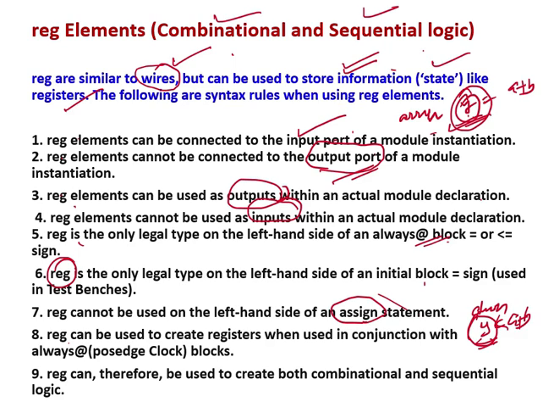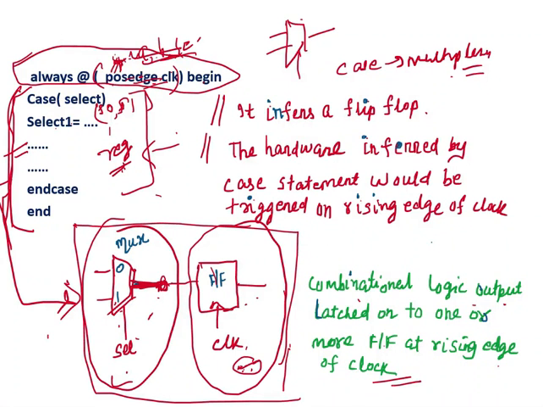Reg can be used to create registers when used in conjunction with always at the posedge of clock. If you are including this positive edge of clock, means your triggering is with respect to the clock, then reg is always a register. This is what we discussed here, right? If your logic is triggered with respect to clock, then you will always get a sequential design, a sequential circuit. Okay, your hardware will be sequential.